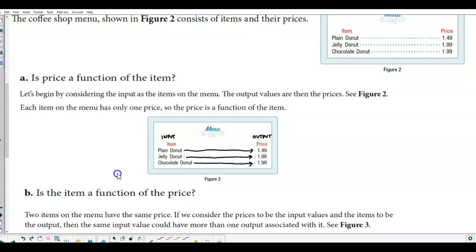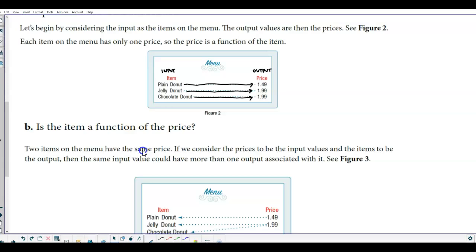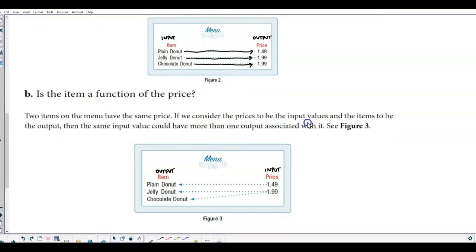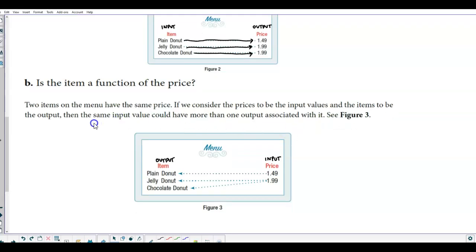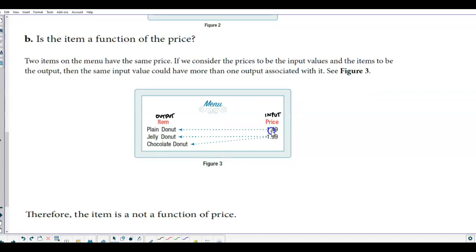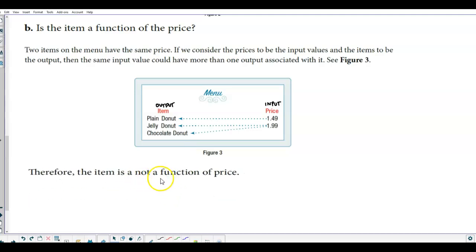Okay, now the next question says, is the item a function of the price? So what it's saying here is that two items on the menu have the same price. So this now becomes the input according to the question, and this is the output. So if we consider the prices to be the input values and the items to be the output, then the same input value could have more than one output associated with it. So what it's saying here is that you have a price here, which is the input, goes to a plain donut, but then this input of $1.99 goes to two outputs. And therefore we would say that in part B, the item is not a function of price.